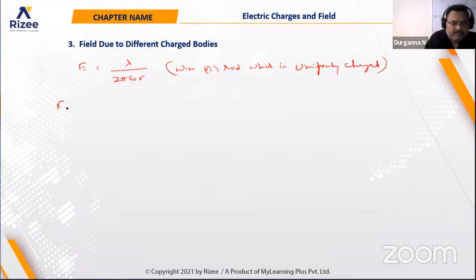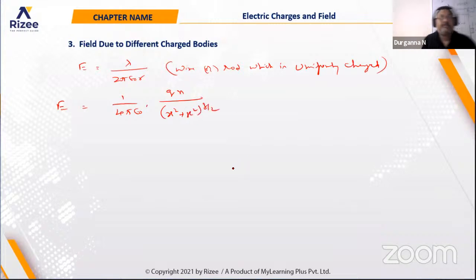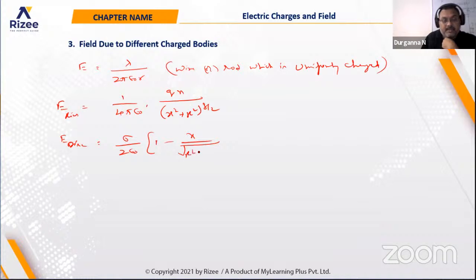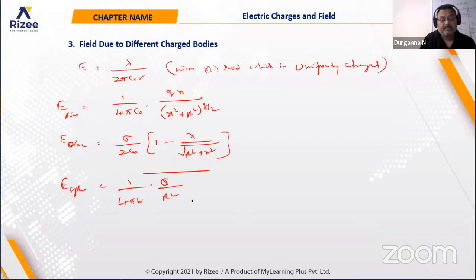Next, for a ring, it is 1 by 4 pi epsilon naught into q into x by (x square plus r square) whole to the power of 3 by 2. The electric field for a disk can be written as sigma by 2 epsilon naught of 1 minus x by root over r square plus x square. And for the sphere, the electric field will be 1 by 4 pi epsilon naught into q by r square. So this is on the sphere or outside the sphere.